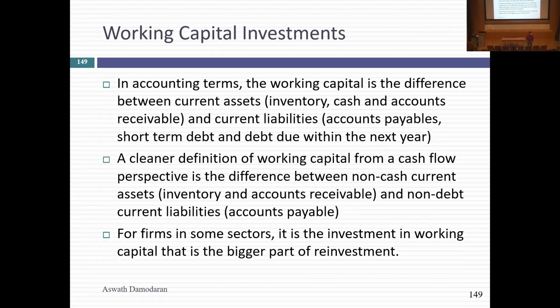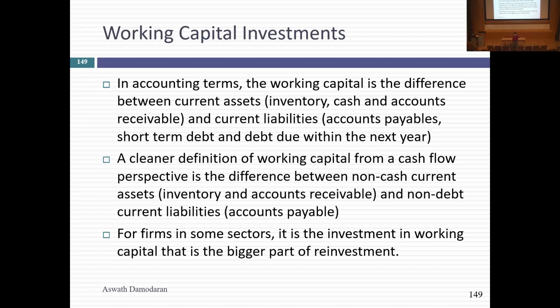Any questions on net capex and how the accounting definition and the valuation definitions can diverge? If you're doing this for an Uber or an Airbnb, expect your definition of net capex to be very different than the accounting definition of net capex. So you've got EBIT times 1 minus T, you've got net capex. Let's close the loop by looking at working capital investments.